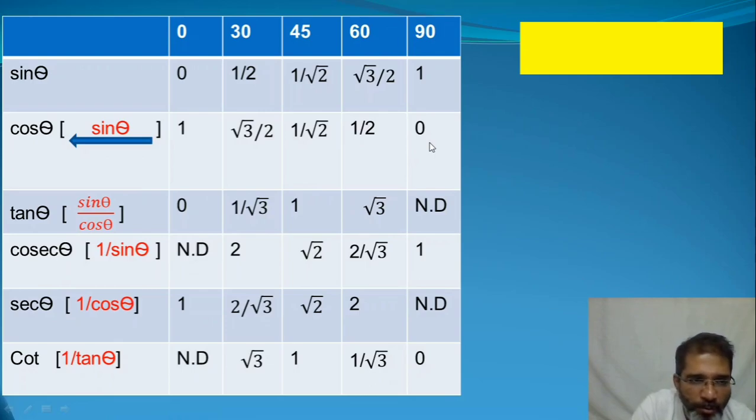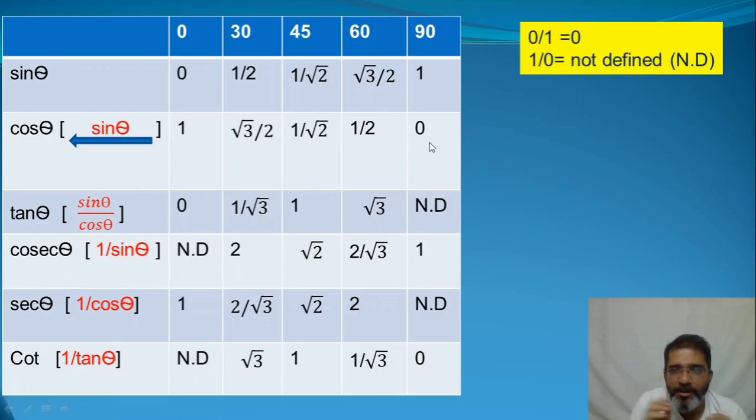Now before we move further, I've written something in the yellow box. You can see it on the right hand side upper corner. 0 upon 1 is 0, we all know that. But what is the value of 1 upon 0? Always remember one thing, when your denominator is 0, your answer is not defined. Because we'll be using this in the further values.